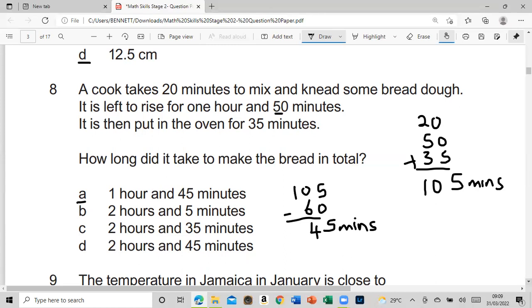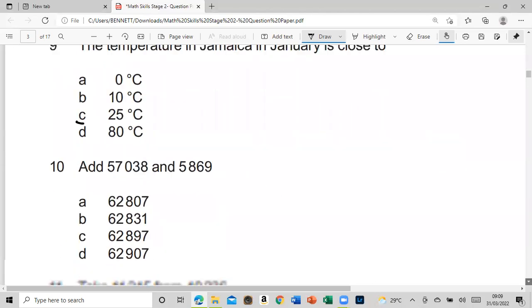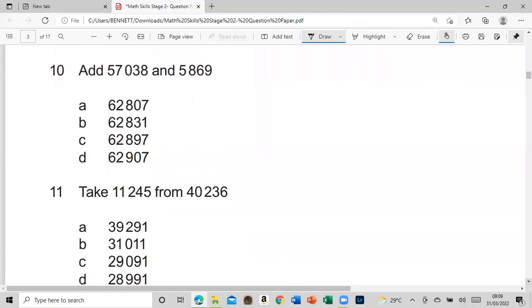Let's move on to number 9. The temperature in Jamaica in January is close to what? How am I supposed to know that? January. Where is that the odd one? I would say 25. But guys, just go with what you think on that, alright? January is not really cold in Jamaica.